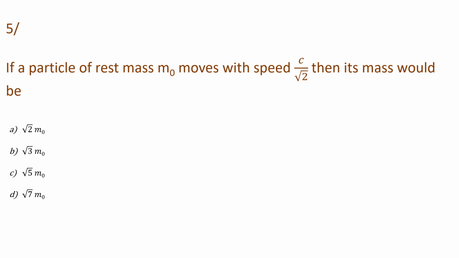Here is our next question, which is: if a particle of rest mass m naught moves with speed c by root 2, then its mass would be. And the options are root 2 m naught, root 3 m naught, root 5 m naught, and root 7 m naught. So let's see what will be its answer.